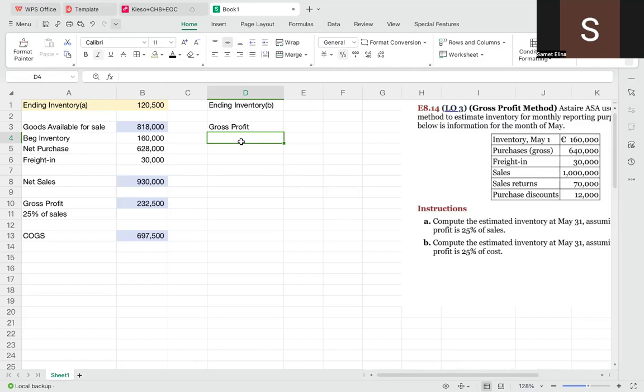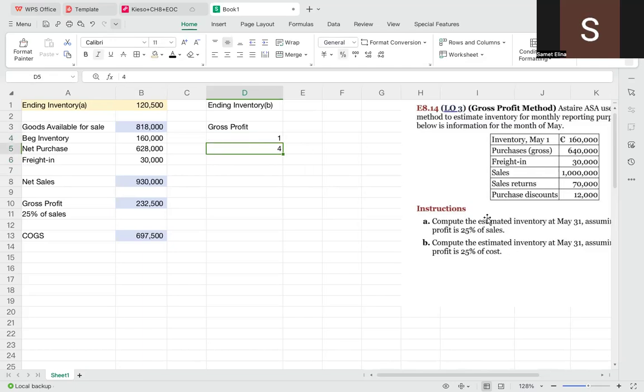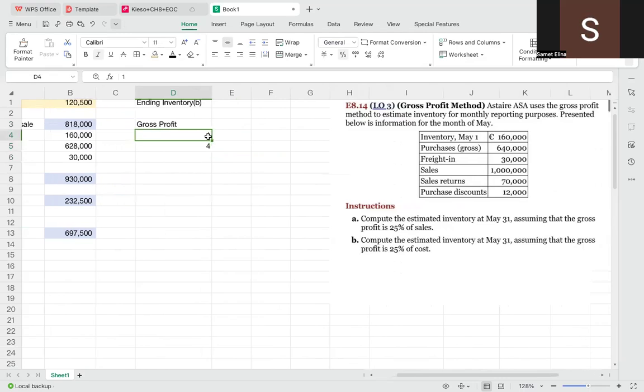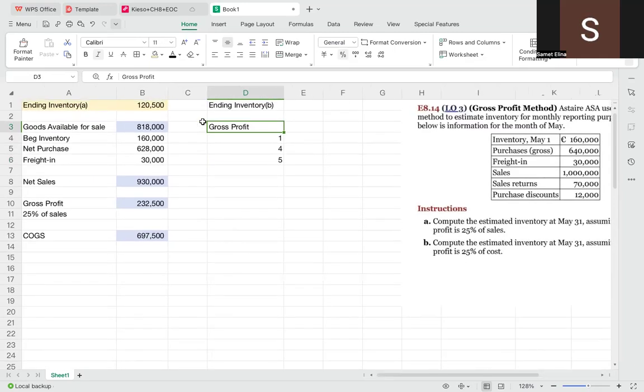Gross profit is 25%. Let me write it here. Every time when we earn $1, we have to spend $4 of cost. So if we have $1 of profit and $4 of cost, our sales would be 1 and 4, so sales is 5. So gross profit is simply 1 over 5, 20% of our sales here.